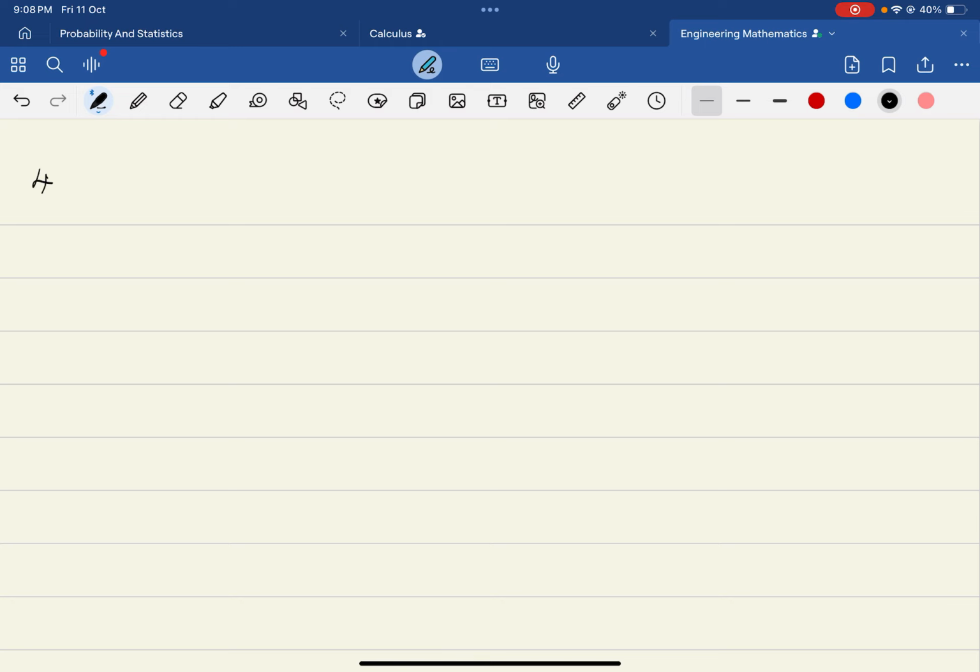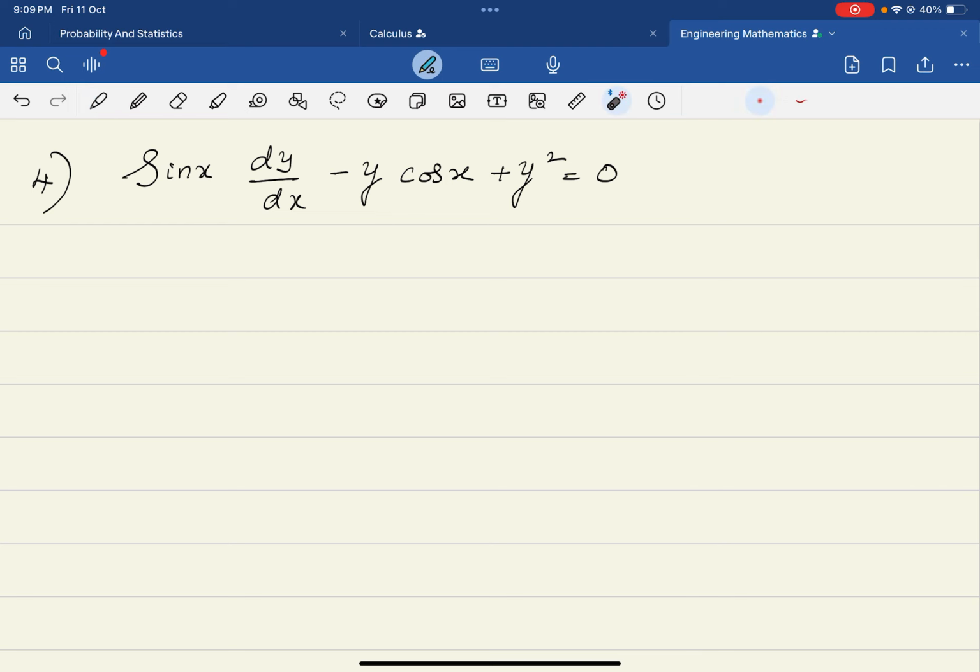The fourth problem is sin x dy by dx minus y cosine x plus y square is equal to 0. First of all, let us divide this whole thing for the standard form. This sin x should not be here, right? So first we divide by sin x, and then we divide by y square later, because the non-linearity is because of y square.